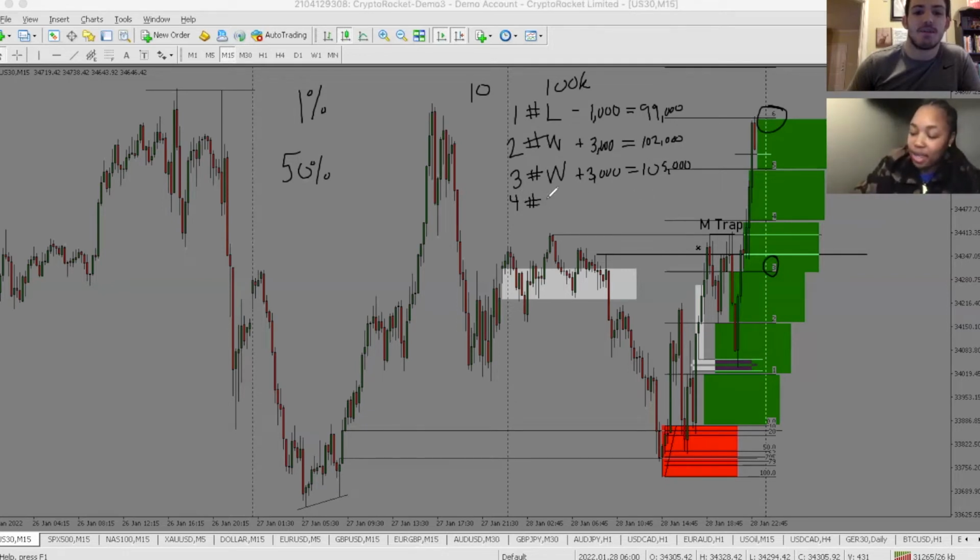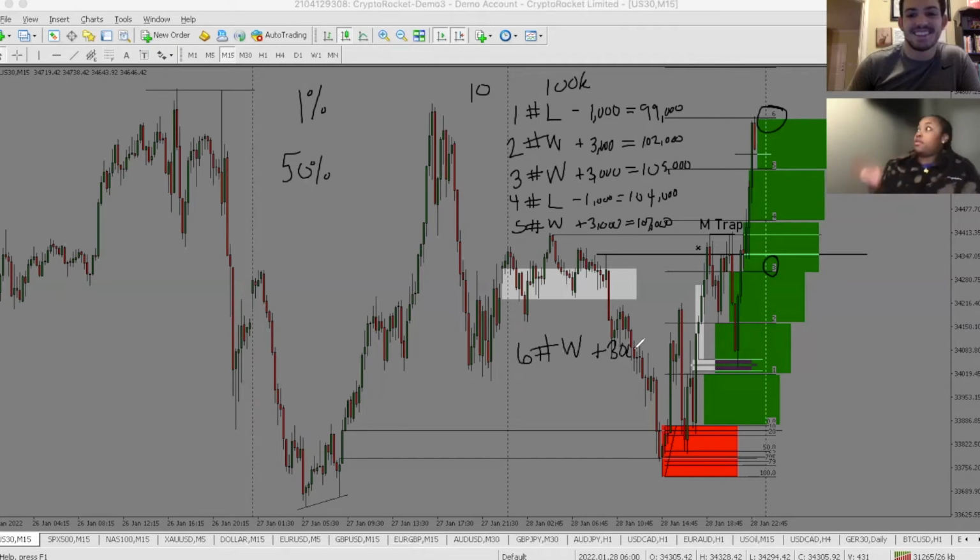Exactly. So number 4. Tails, so it's a loss. Minus 1,000. You're at 104. All right. Number 5. Heads. That's a win. Plus 3. So you're at 107. 6. That's a win. Damn, you're hitting. So that's 110.